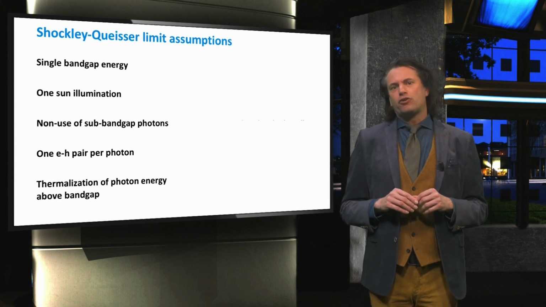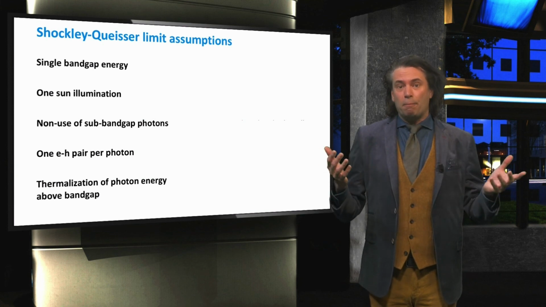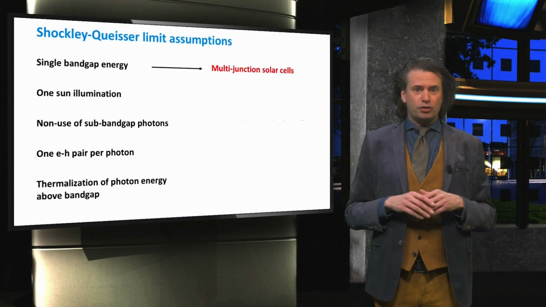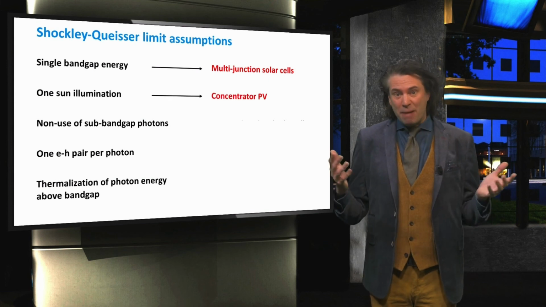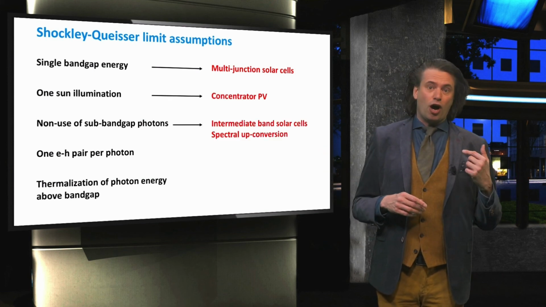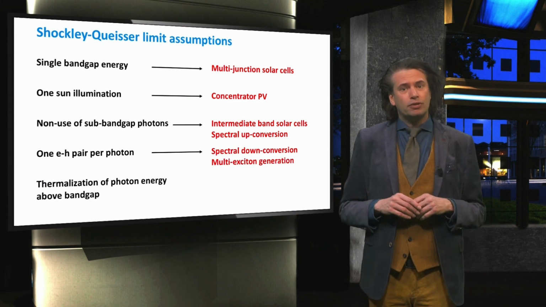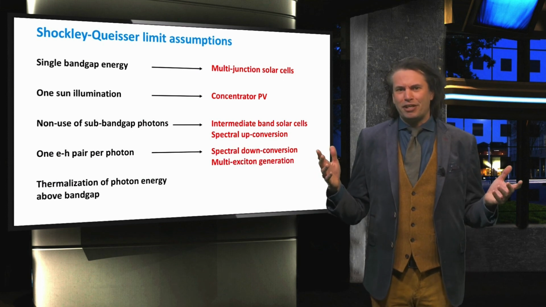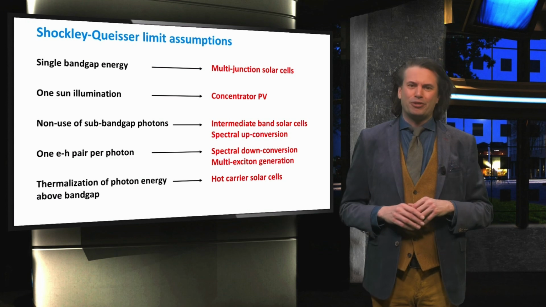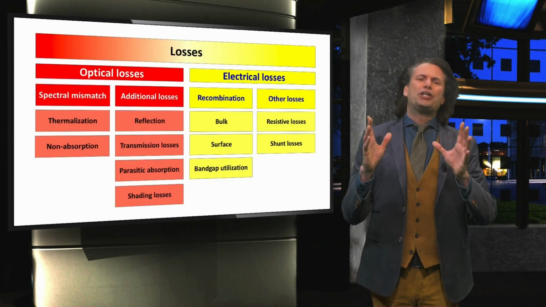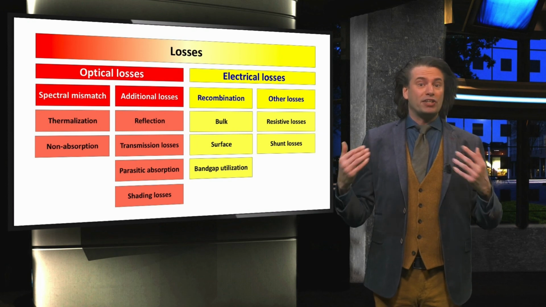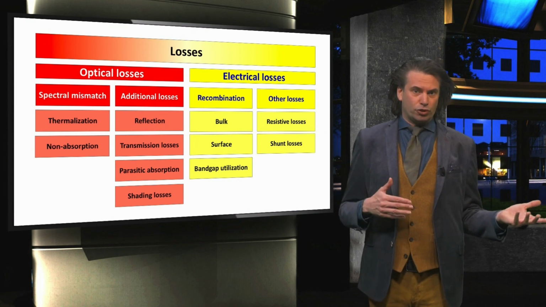The third-generation concepts that challenge these are multi-junction solar cells, concentrator photovoltaics, intermediate band solar cells, spectral up and spectral down conversion, multi-exciton generation, and finally hot carrier solar cells. Now you understand all the optical losses in solar cells and what is being done to minimize those losses.